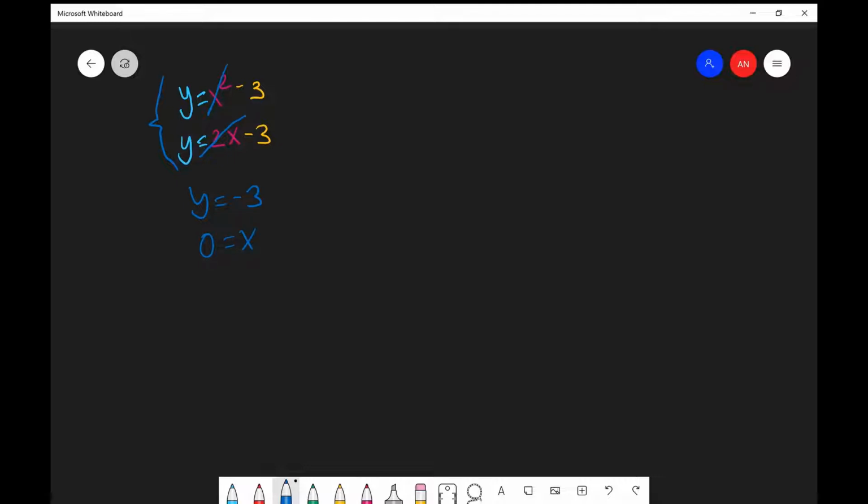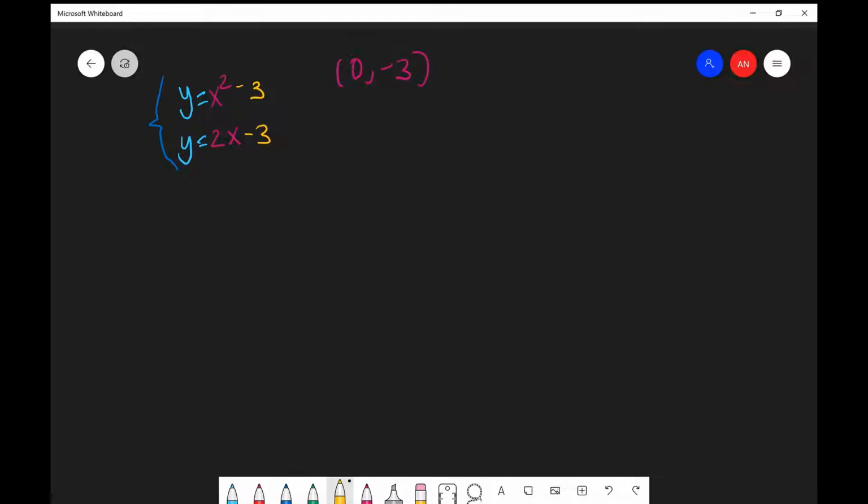So one of our solutions would definitely be 0 comma -3. Okay, so our first solution is 0, -3. And again, I pointed out that the start value is the same. Y is equal to something, and y is equal to something.